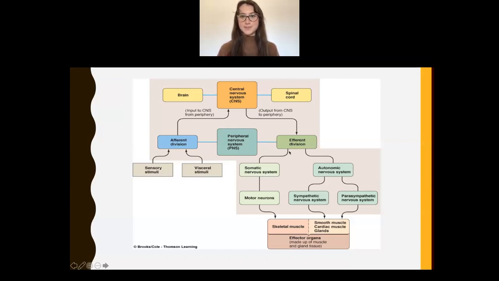So we see that output from the CNS can be either coming from the somatic nervous system or the autonomic nervous system. When we're talking about the neuromuscular junction, we're talking about the somatic nervous system, which is working on motor neurons, which the motor neuron is then going to work on a skeletal muscle.